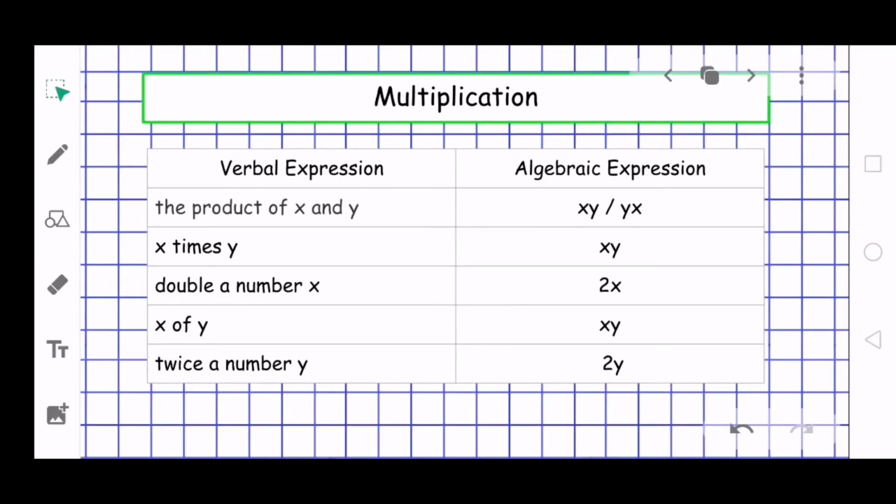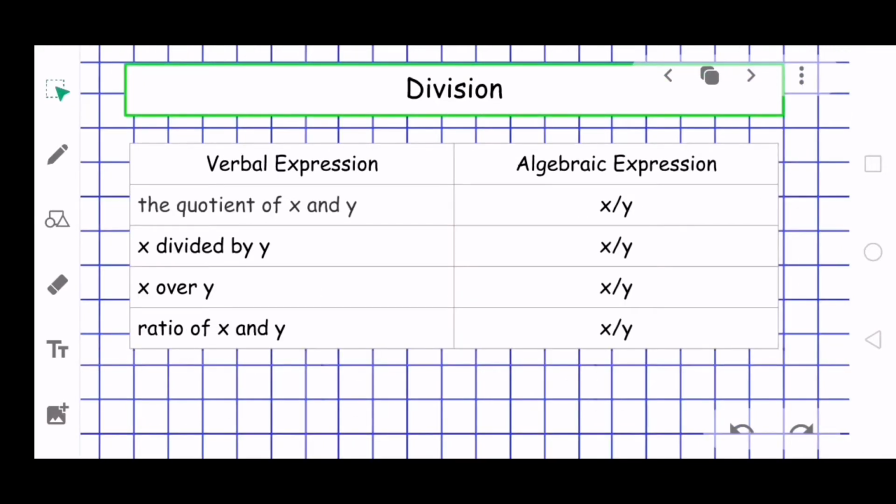While for multiplication, we have these terms: product, times, double a number or simply times 2, x of y, that is also the same as x times y, twice a number y, or simply 2y. For division, we usually use quotient, divided by, over, or sometimes you might encounter the term ratio, that also indicates the operation division.